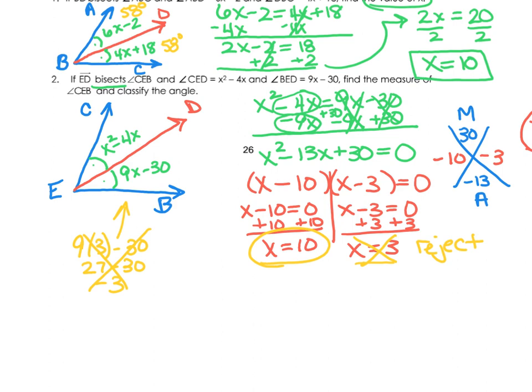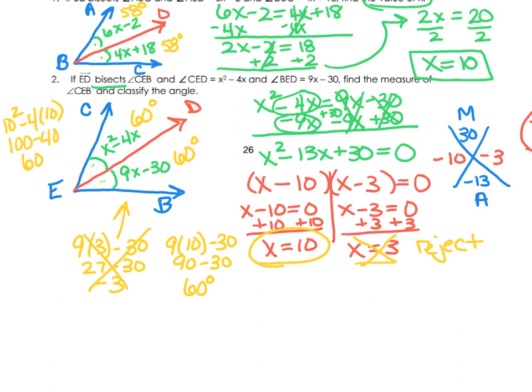But they still want me to find the measure of angle CEB. So I'm still going to have to plug in my correct answer of 10. So 9 times 10 minus 30 is 90 minus 30, which is 60 degrees. And so this angle here ends up being 60 degrees. Well, I could plug into the other one and hope that I get 60 degrees as well. And I would get 10 squared minus 4 times 10, which is 100 minus 40, which again is also 60. However, I didn't need to plug in because I already knew that those two angles were equal based on how I marked my picture with the equal arc marks and because it says bisects.